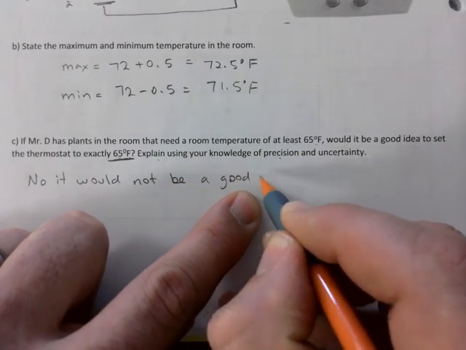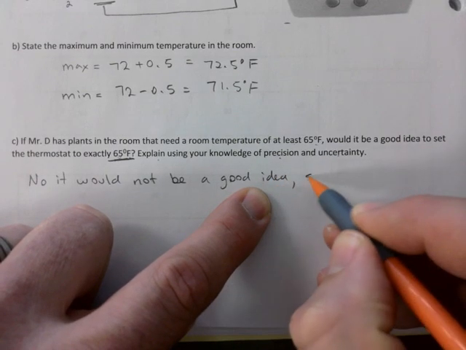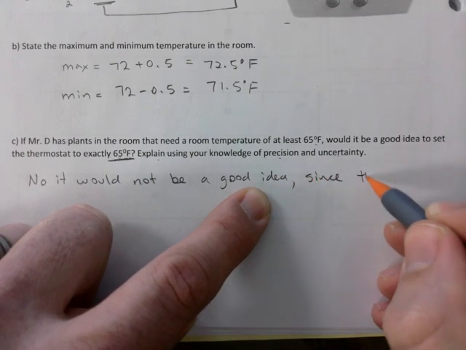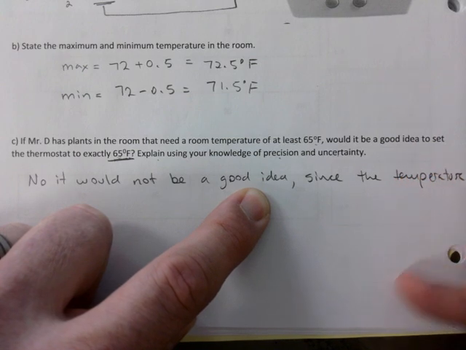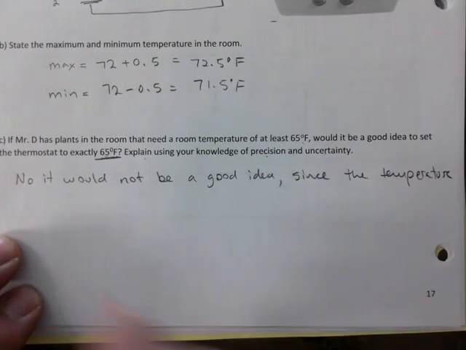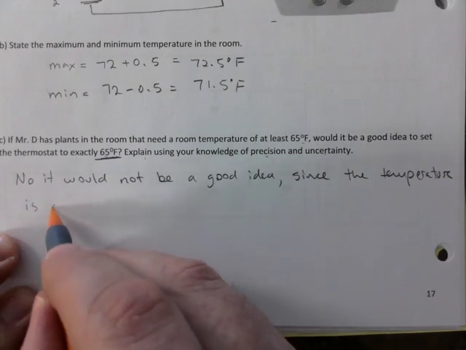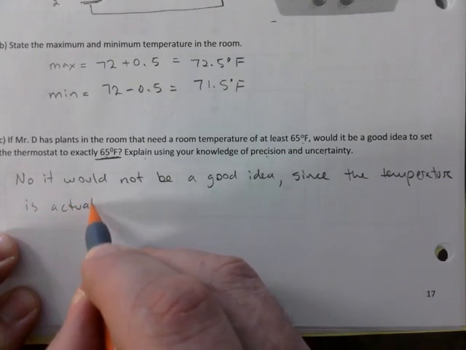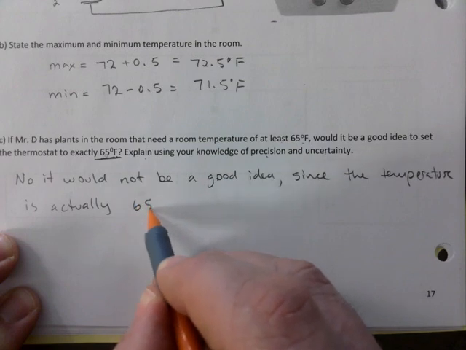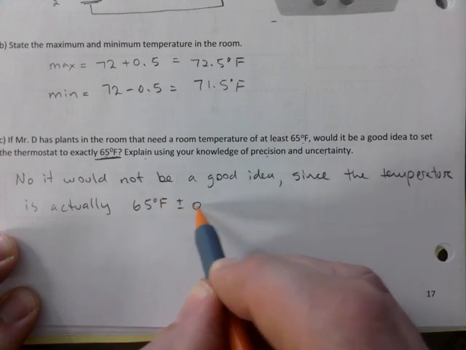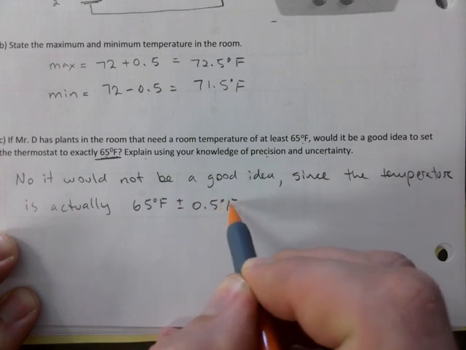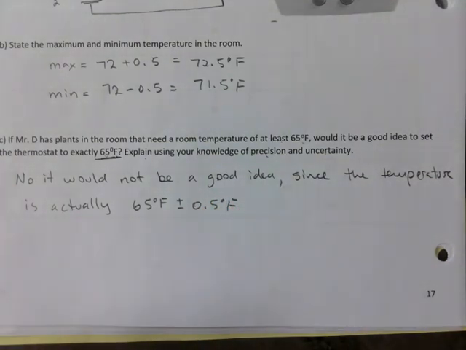A good idea, since the temperature is actually 65 Fahrenheit plus or minus 0.5 Fahrenheit, correct? So it's like, no, it's not 65, it's 65 plus or minus something.